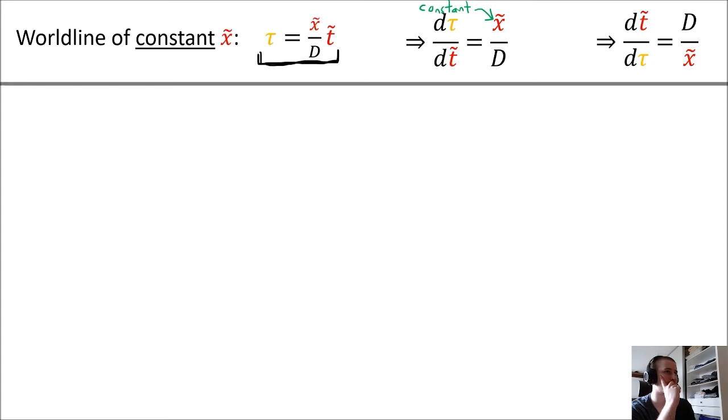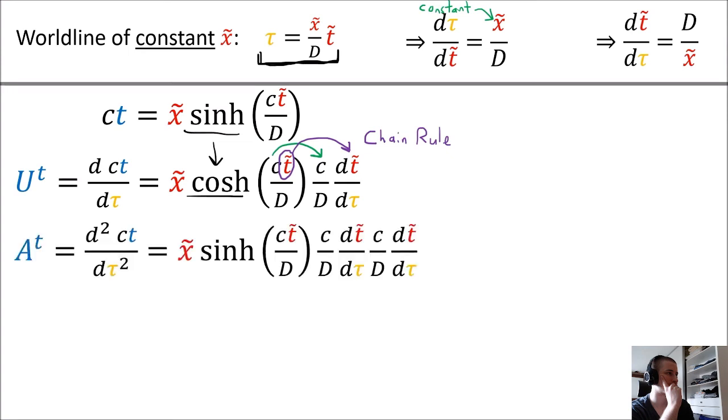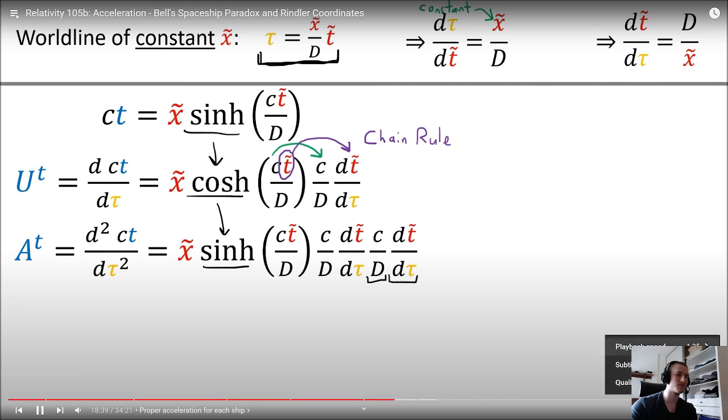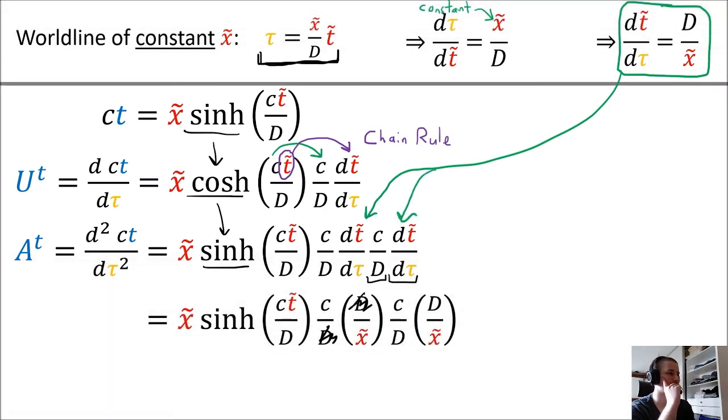If we start with the ct formula for Rindler coordinates and take the derivative with respect to proper time, we turn the sinh into a cosh and get a c over d term outside. We also get a dt tilde by d tau chain rule term. We don't take the derivative with respect to x tilde because we assume x tilde is a constant. Another derivative turns cosh back into sinh, and we get another c over d and another chain rule derivative term. Subbing in d over x tilde for the chain rule term, we can see that the d's cancel out, and we can also cancel one x tilde, and we end up with c squared over x tilde out in front.